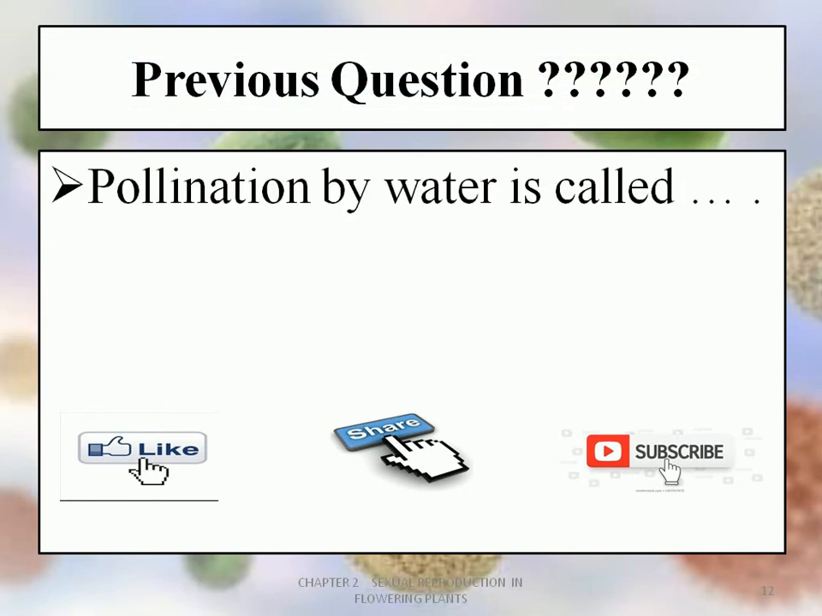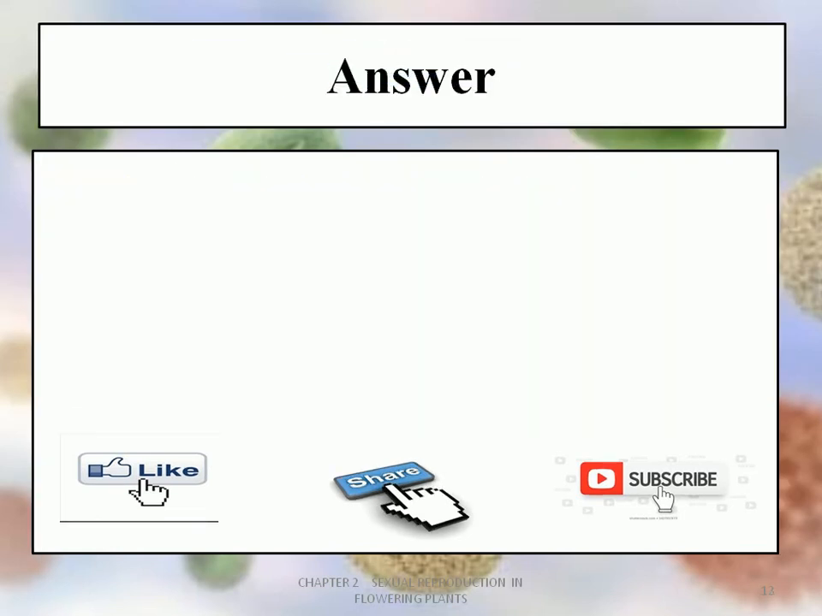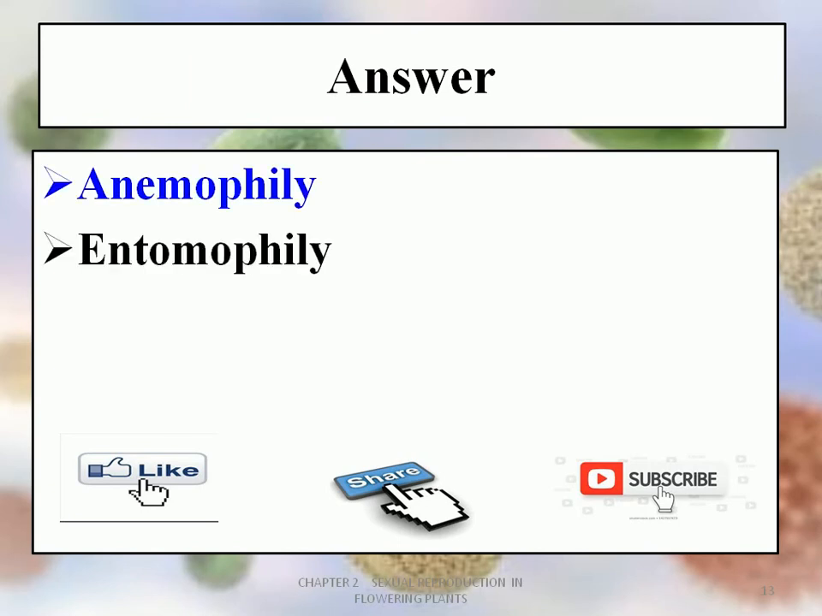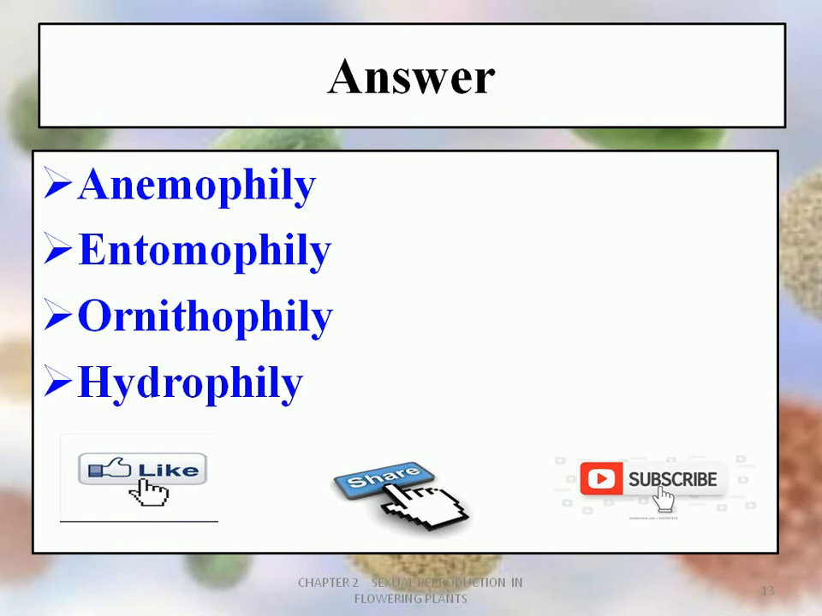So, let's remember what was the previous question. The previous question was, pollination by water is called dash. And the options are anemophily, entomophily, ornithophily, and hydrophily. So these are the synonyms which are used to describe the water pollination.